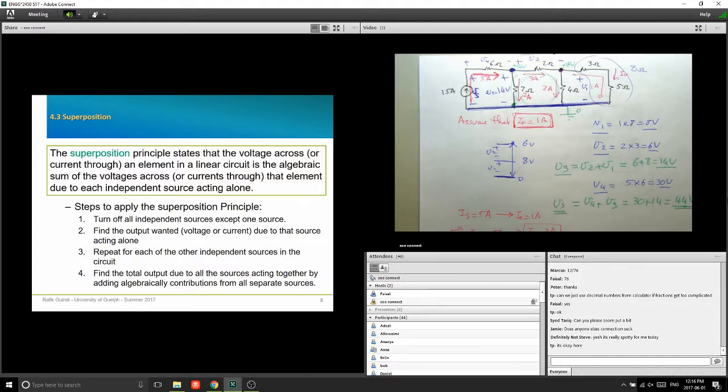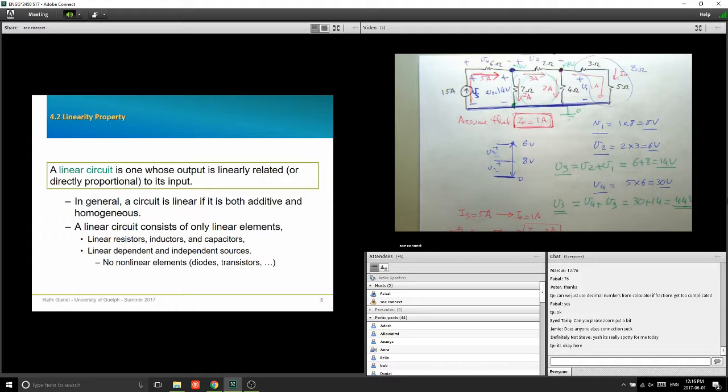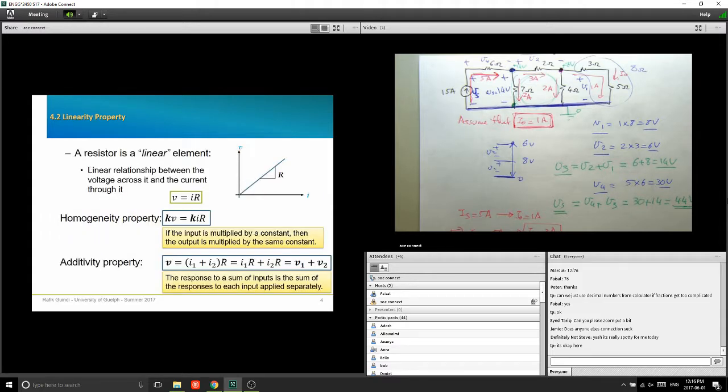Now, something else that we're going to get from the linearity principle is what we call the superposition principle. I'm going to go back a little bit, to the previous slide, this one. The additive property is what we're going to be using for superposition. It says that the response to a sum of inputs is the sum of the responses to each input applied separately. Okay, so we saw this one.